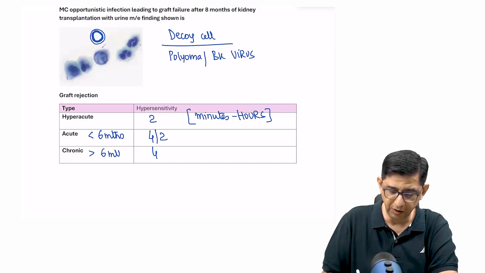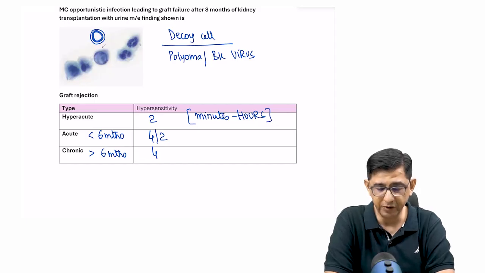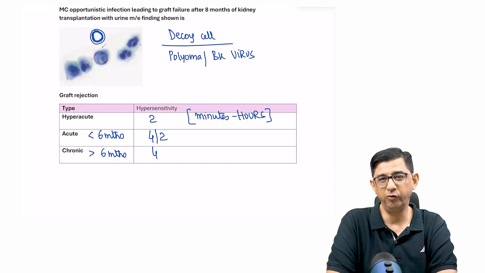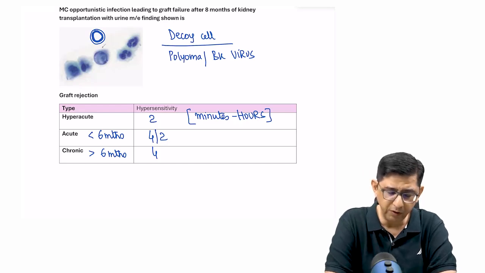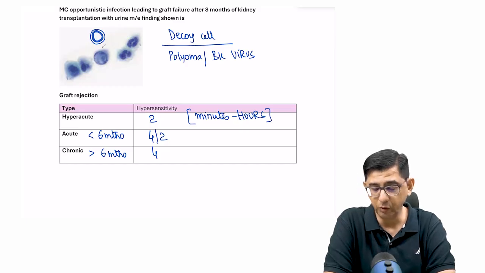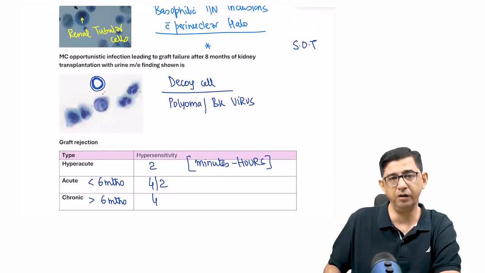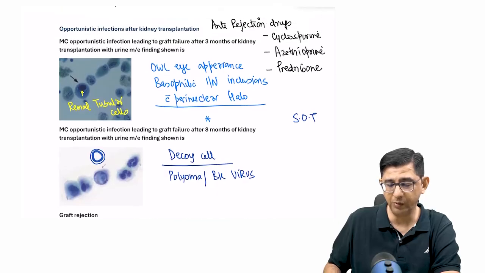After 6 months, if there's a graft failure in solid organ transplantation, SOT, then it would be type 4 delayed hypersensitivity. So nobody will mess up with the chronic variety, but for hyperacute, it is 2, and for the acute, it is both 4 as well as 2. These are the hypersensitivity reactions that can occur after SOT, that is solid organ transplantation.